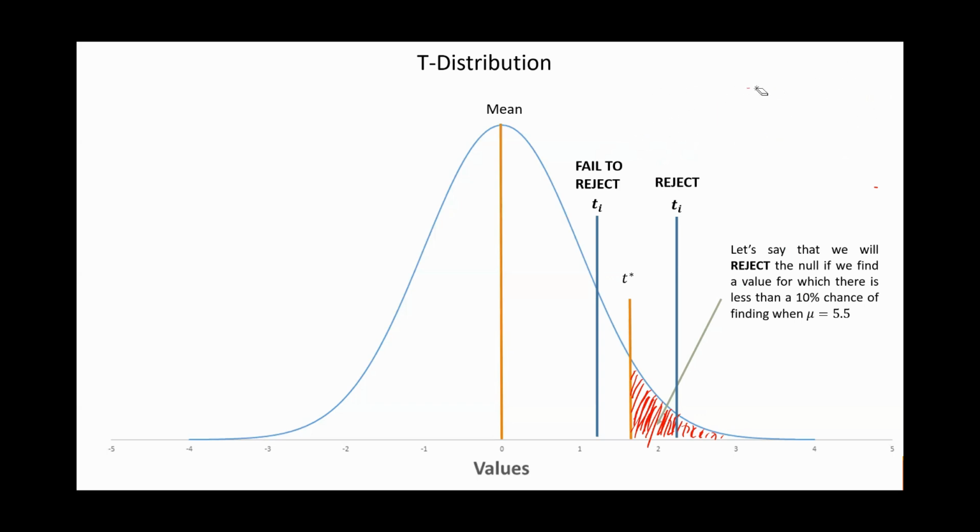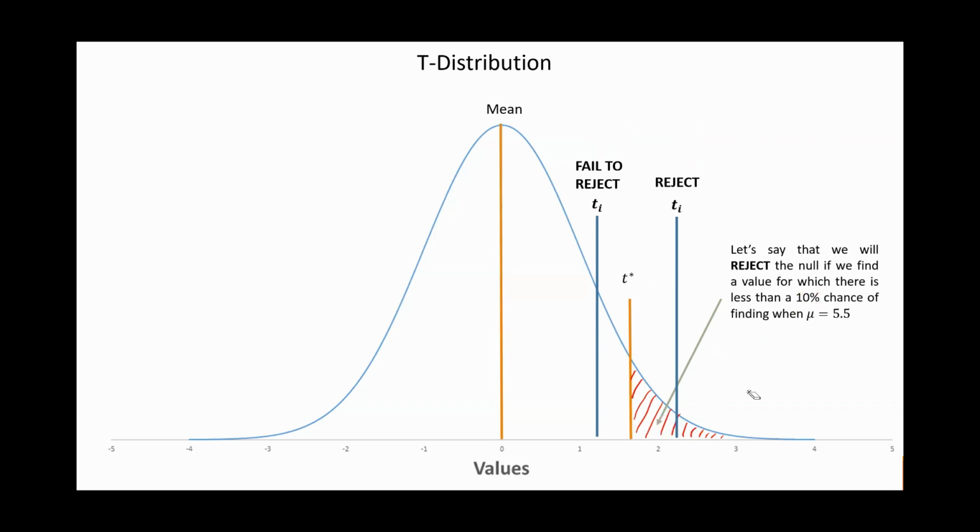And we chose this threshold. So in this case, if we choose 10%, then if our t-statistic is here, we will fail to reject. But if our t-statistic is here, we will reject. We're saying that any t-statistic that is more extreme than this cutoff is unlikely enough that we will reject it. But any t-statistic that is less extreme is not unlikely enough, and we will fail to reject.